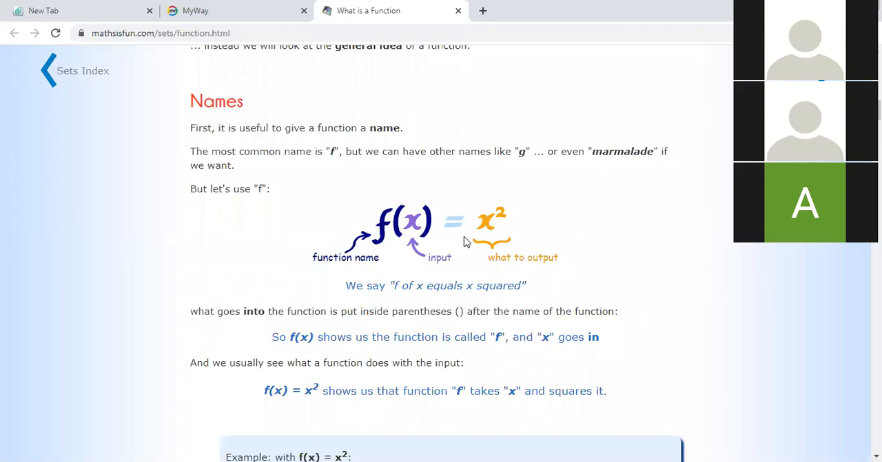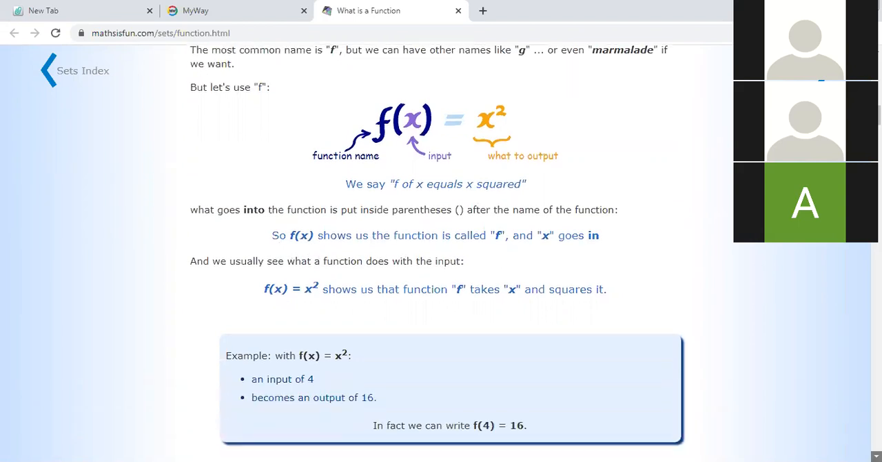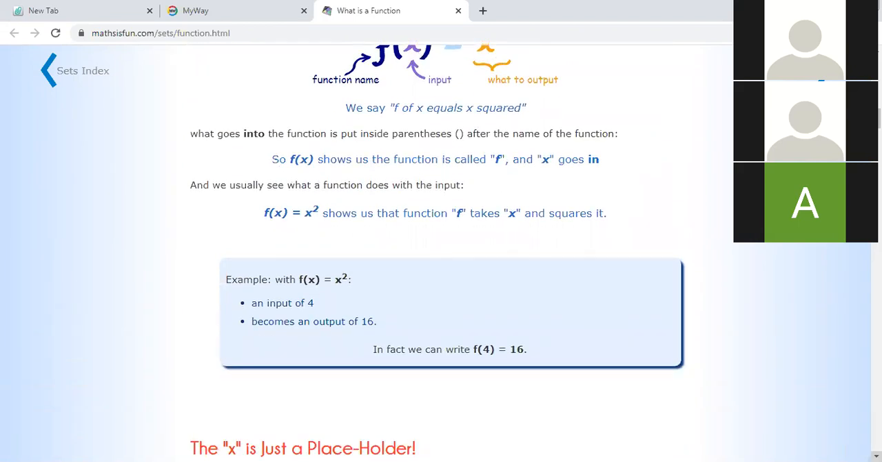हम इसको इस तरह पढ़ते हैं, we read this equation symbol like f of x is equal to x square, okay? And so f of x shows us the function is called f and x goes in, and we use it: f of x is equal to x square. An example in f x square. Class, यहाँ पे हमारे पास कोई भी example दी जा सकती है.